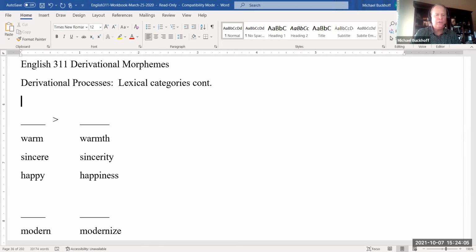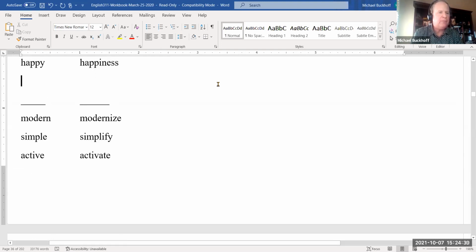These words are changing from what to what? I almost want to say adjective to noun. And you are saying it exactly. You notice how I said warm, a warm day, sincere apology, happy vacation. I'm putting these words in front of nouns. They're describing those nouns. That's exactly what adjectives do. They're descriptor words. And then we have warmth, sincerity, and happiness. These are all nouns.